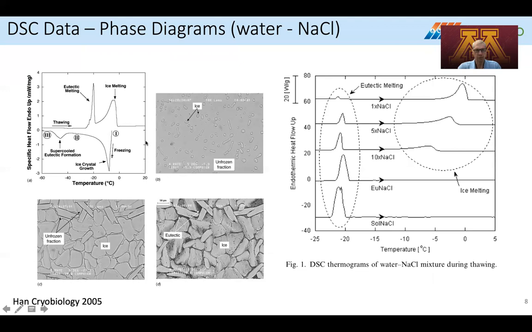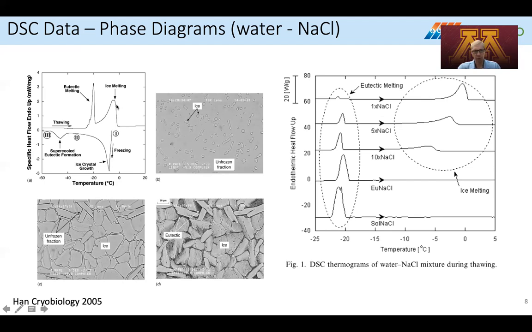And if we look at the corresponding DSC, we have a freezing event. So this is a large exotherm due to ice crystals forming in the solution. And then as you drop down, you have a supercooled eutectic formation that's down below -40. That's because eutectics usually are up around -21.2 or so. And then on thawing, what you see is the eutectic is actually lining up much more with that -21 that's expected. And the ice melting is around 0.